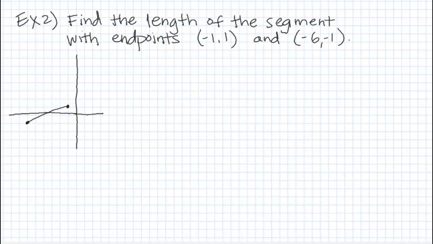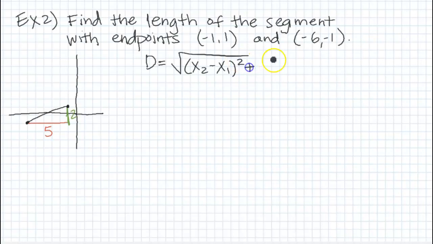Again, first I'm going to check out my horizontal and vertical distance. And I see that I have a vertical distance of 2 and a horizontal distance of 5. So I should see those numbers come up as I'm using the distance formula. Again, I'm taking x2 minus x1 squared plus y2 minus y1 squared.